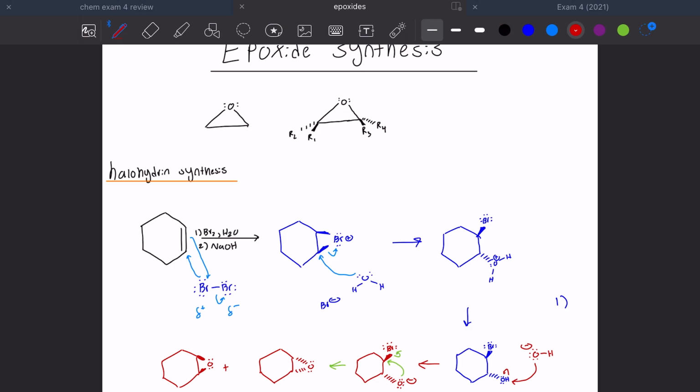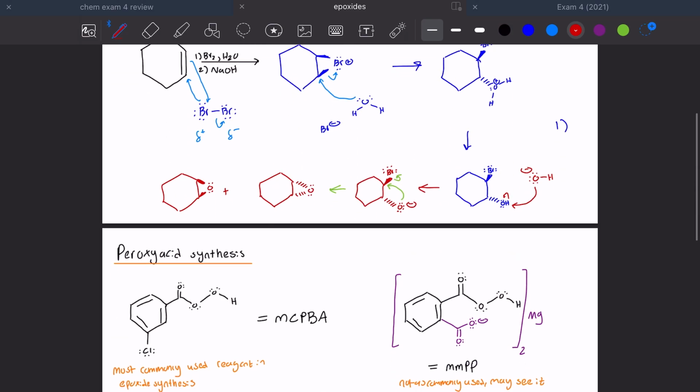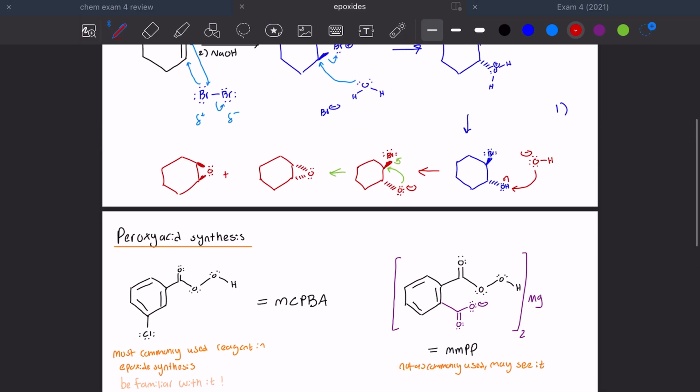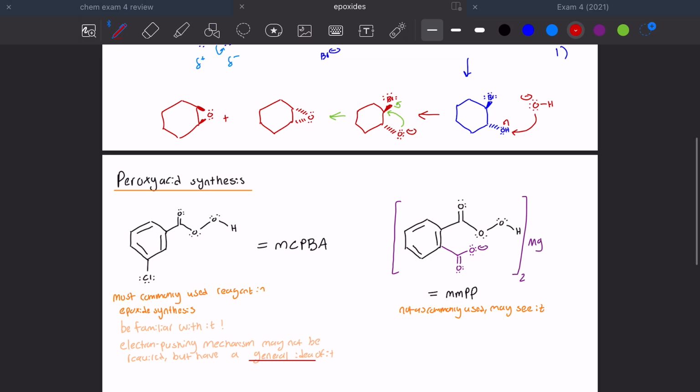Now for peroxyacid syntheses, there are two main reagents you should be familiar with. It's not important that you know the whole structure, but on the reaction appendix it won't say mCPBA or MMPP. It'll have these big molecules drawn. So it's good to see the molecule and be able to recognize what it is, but you don't really need to know the electron pushing mechanisms behind it, because that's more for 345. But basically this is a much easier way to make an epoxide using mCPBA and MMPP.